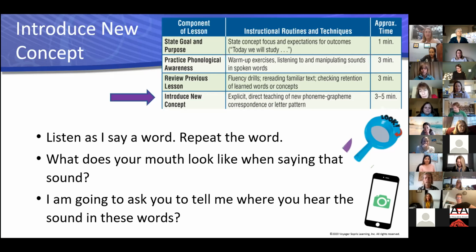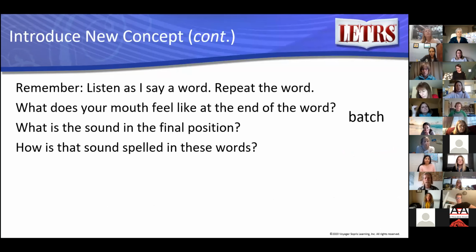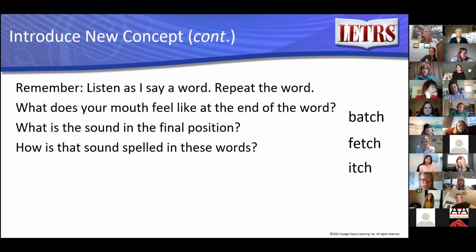These are the questions I asked. Here are the words. Hang on, let me move the pictures. Okay, so that word is batch. Say that word again. Batch. This word is fetch. Fetch. This is itch. Itch. Okay, what is the same? We heard, what do your eyes see that's the same in all of those words? TCH.